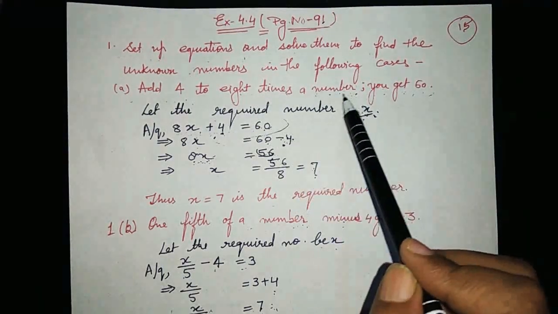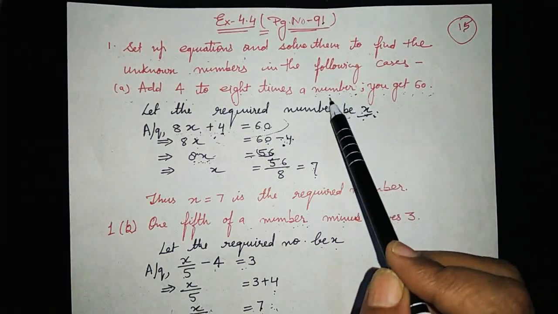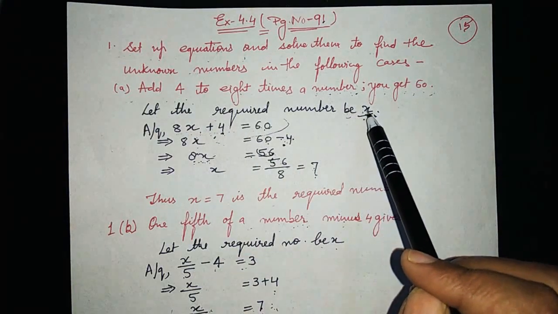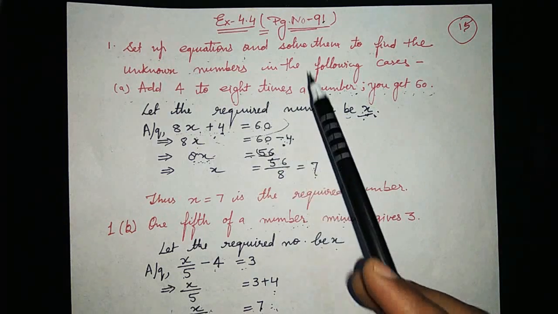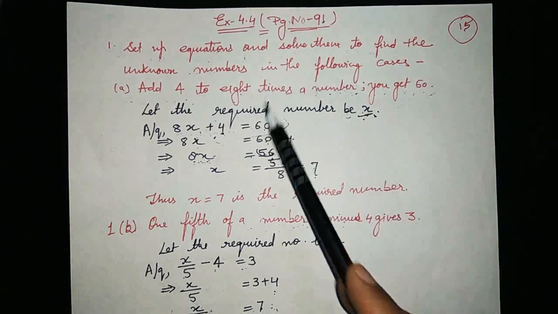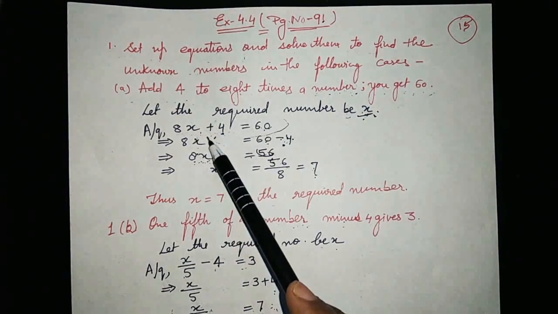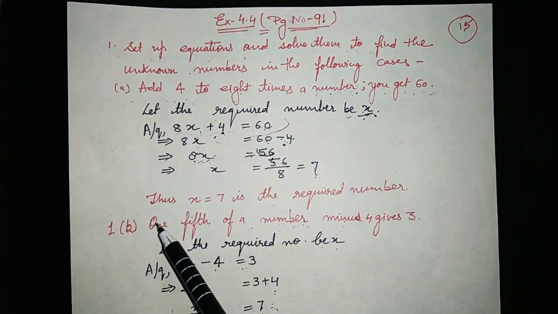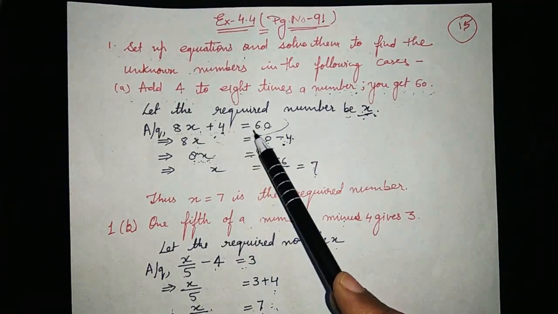Here we don't know this number. This is the unknown number, so we will assume it. To assume it, we will write this sentence, let the required number be x. Okay, now see the question again. Add 4 to 8 times a number. 8 times a number means 8 into x. Add 4 means plus 4 and you get 60 is equals to 60. Now the equation is 8x plus 4 is equals to 60.